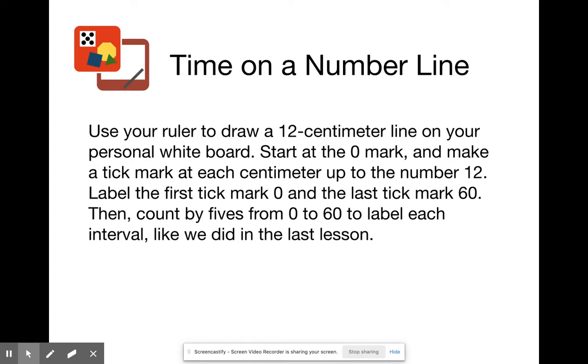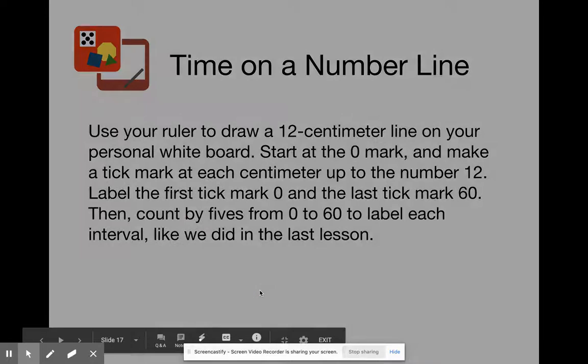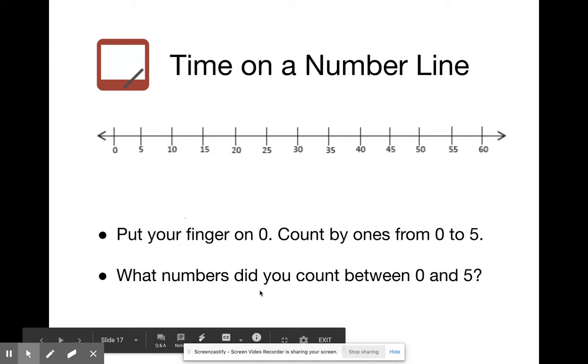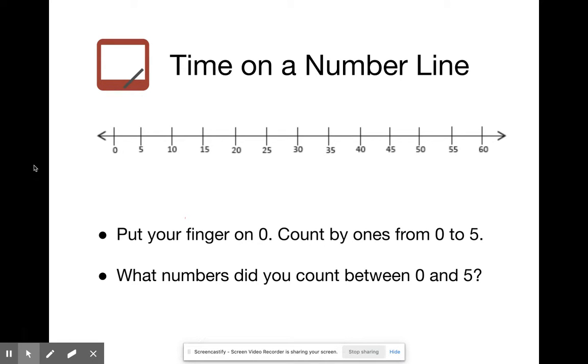We're going to start at the 0 mark and we're going to make a tick mark up to the number 12. So we're going to label the first tick mark 0 and the last tick mark 60. Then we're going to count by fives from 0 to 60 to label each interval. So your number line, I'm just going to show you, is going to look like this. So just like we did yesterday, you start at 0 hour, you go all the way to 60, and 60 means 1 hour, and you're going to label these by 5. So please pause the video, draw this number line on your desk.